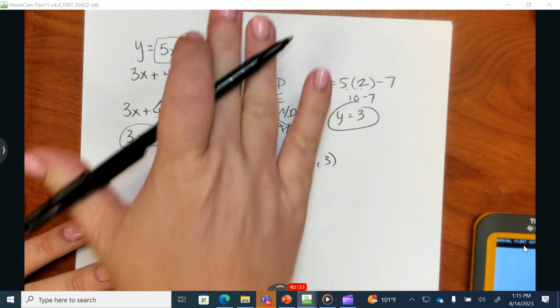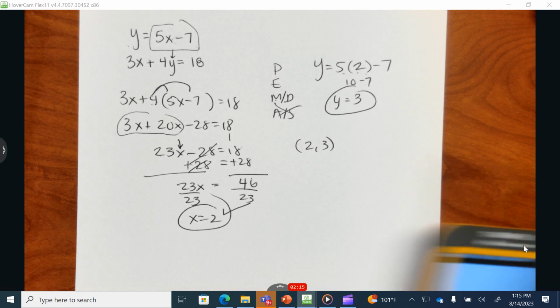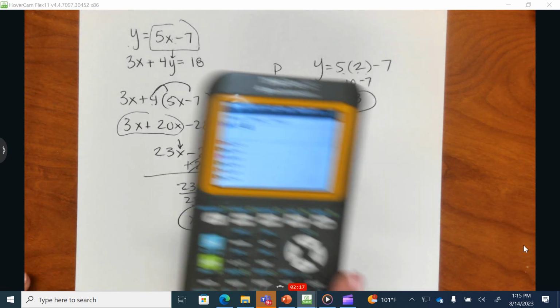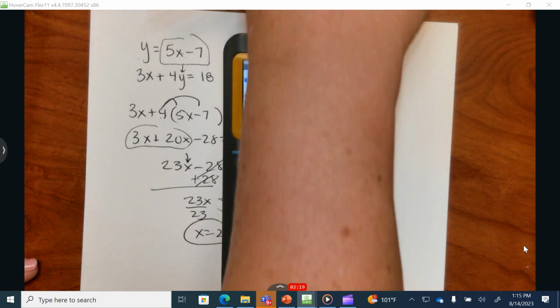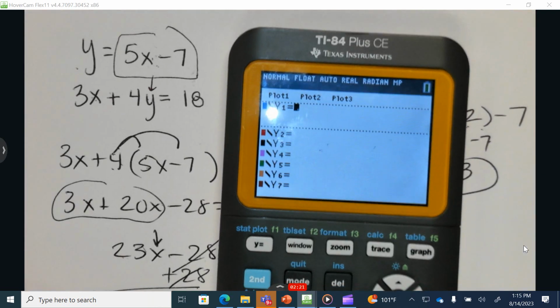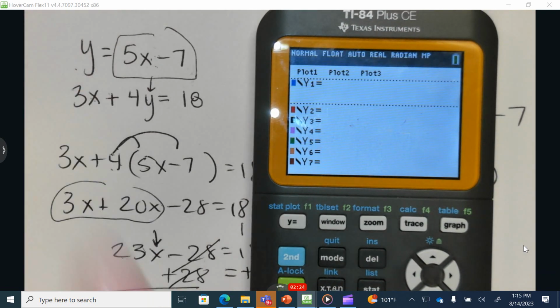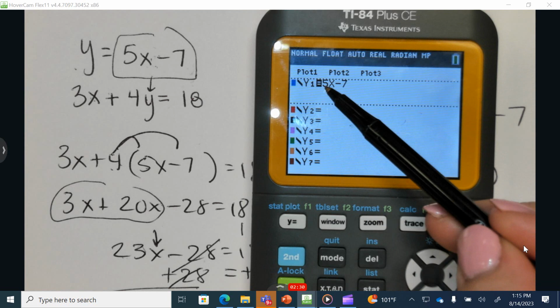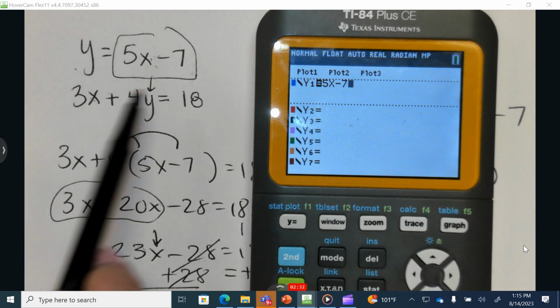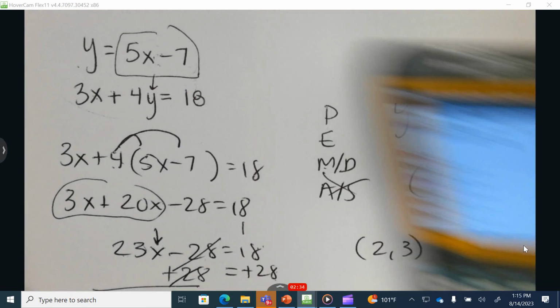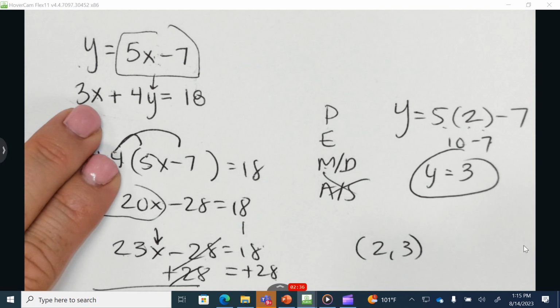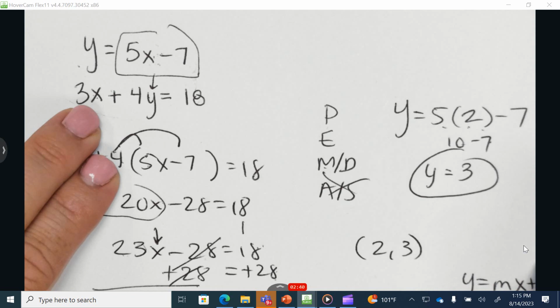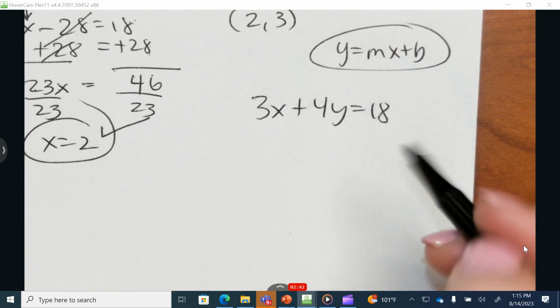This is algebraically one way that you could solve the system of equations. Now, could we solve this using technology? We sure could. How can we do that? So I'm going to start by plugging in the first. Now you do have to have it in the form mx plus b. This is not in that form, so I've got to do a little work. I'm going to take this equation, write it down, and remember I want to put it into y equals mx plus b form.